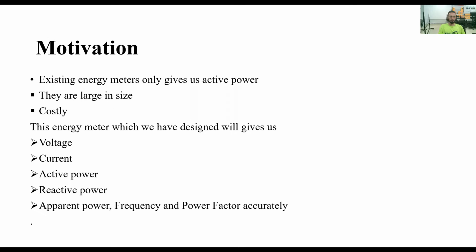Motivation. Existing energy meters only give us active or reactive power. They are large in size and costly. We are using the ACS71020 IC. This IC makes our circuit simple, compact in size, and the cost will be minimum.